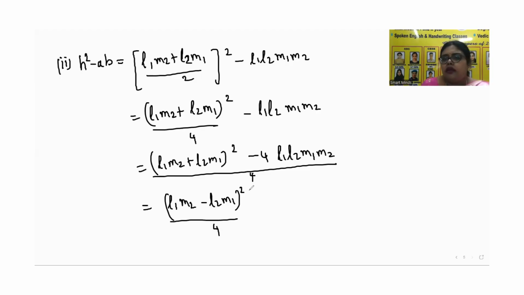So square of any number is positive, right? And a positive number divided by 4 is also positive. So this is greater than or equal to 0. So h² minus ab is greater than or equal to 0, which means h² is greater than or equal to ab.